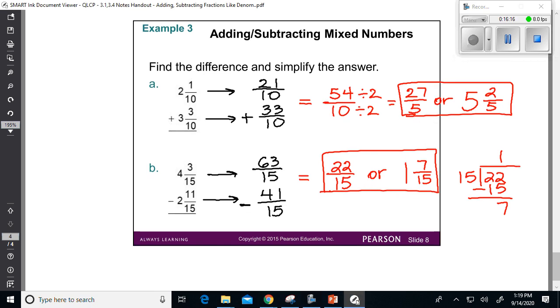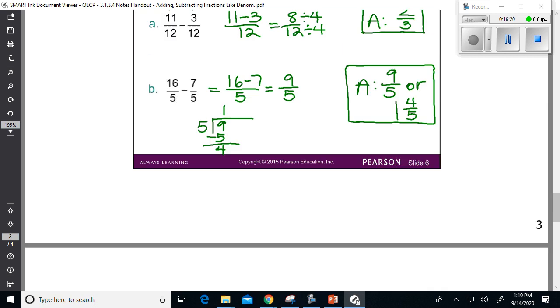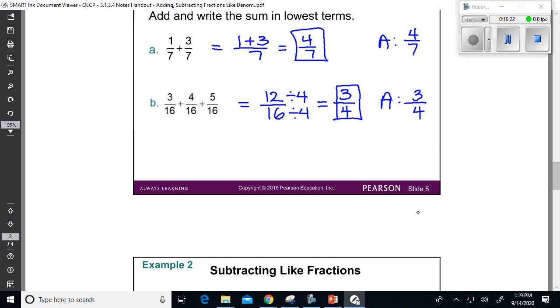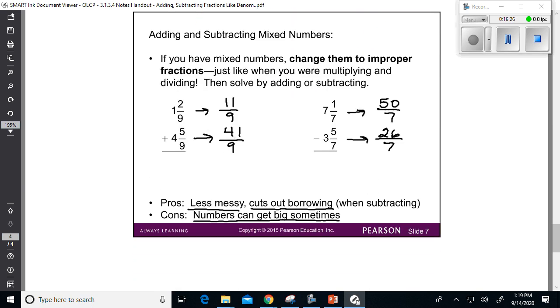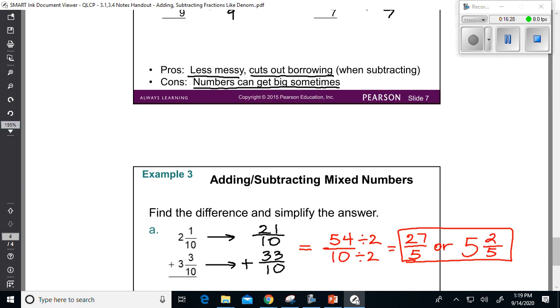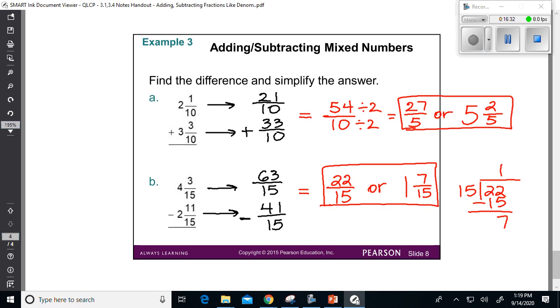So, just to wrap it up before we close it up, again, if the denominators are the same, we just add or subtract, and we're good to go. Doesn't matter if they're mixed numbers, change them to improper fractions, and then solve it as normal.